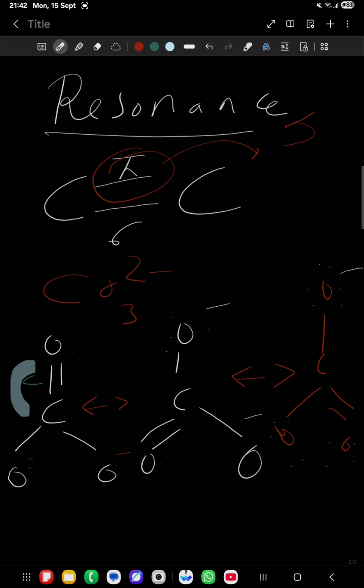This particular delocalization which is taking place is called resonance. This is first, this is second, and this is third. Three resonating structures are possible in this case. So this is called resonance in terms of carbonate ion. Now one more example is given in terms of ozone.